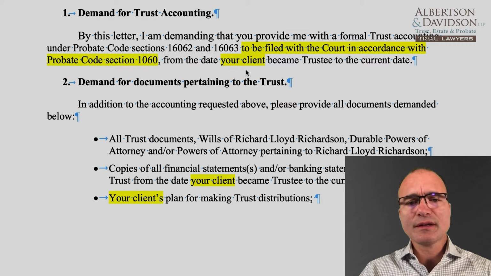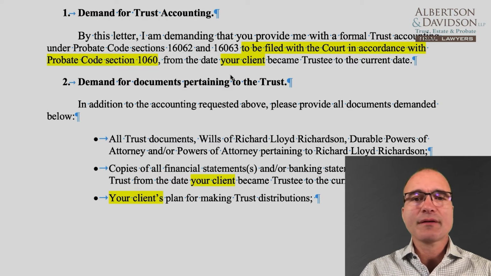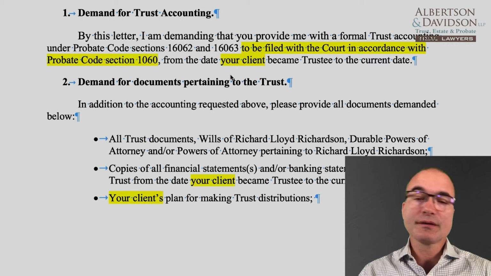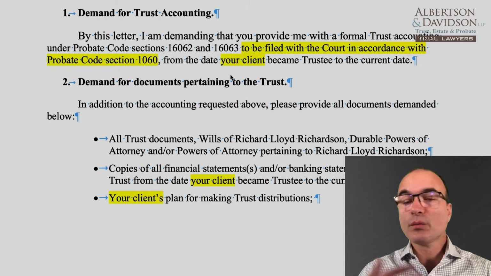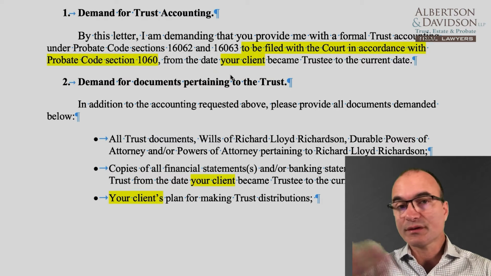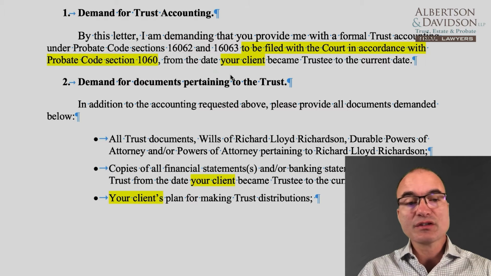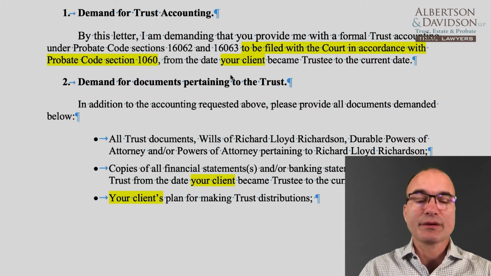You can see there's 2 things I've highlighted here. One is to be filed with the court. You don't always have to have an accounting filed with the court. In some cases you want it, in some cases you don't. If you just want an accounting handed to you and you don't want it filed in the court because you don't want to go through all the time and expense of that, you can just say, provide me with an accounting and take out the part with it to be filed with the court.